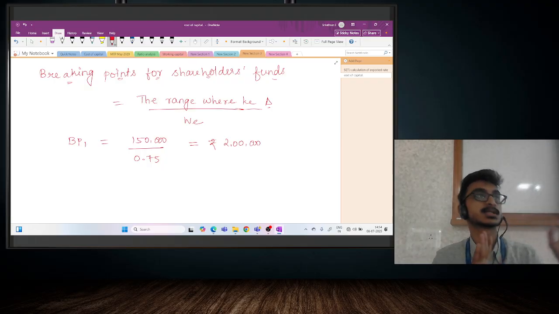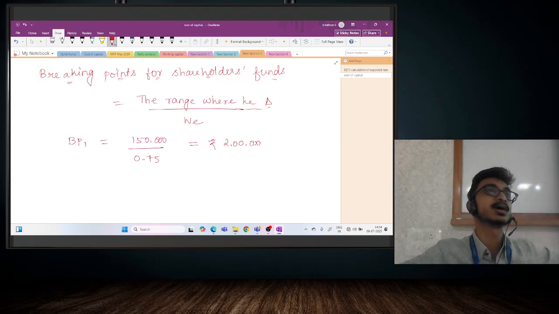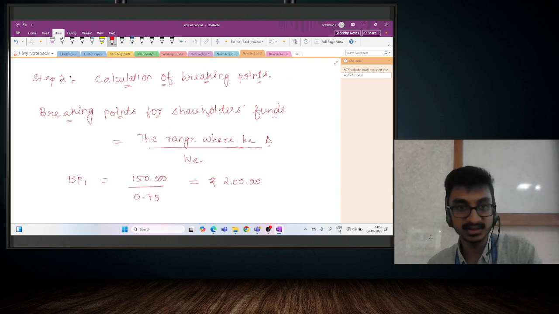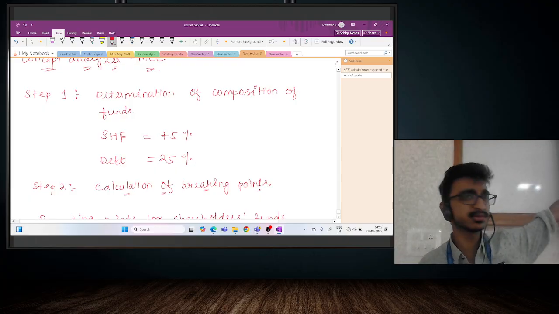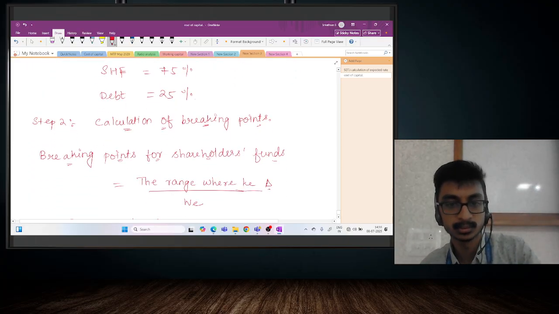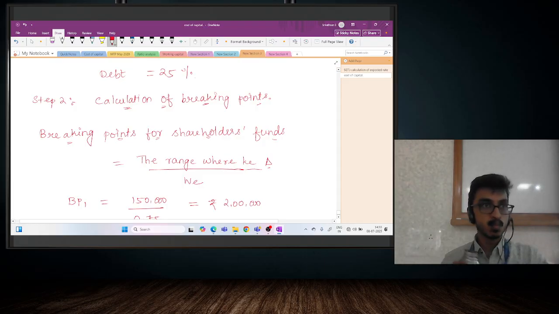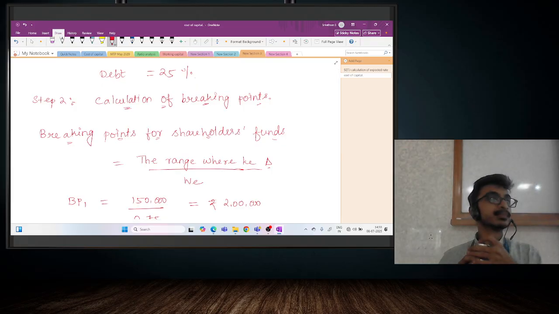Is this clear? If you have any doubt in this, please do ask. Weight of equity is 75. Shareholders fund 75%. Is this clear? Any doubt?